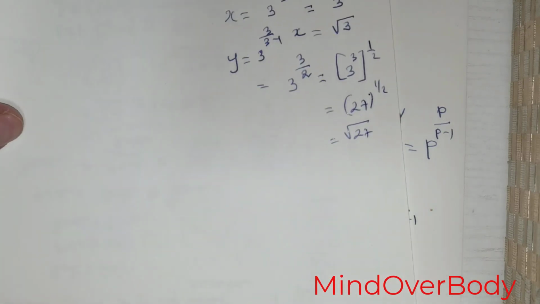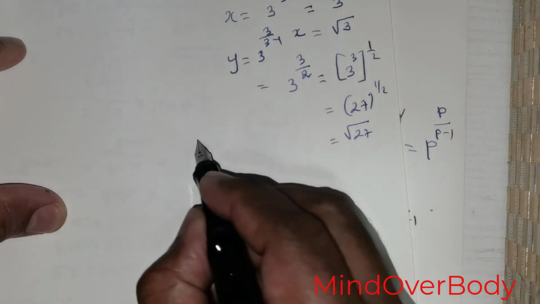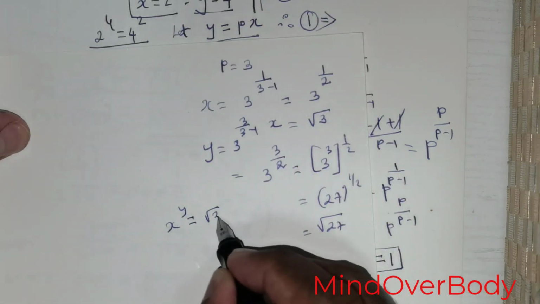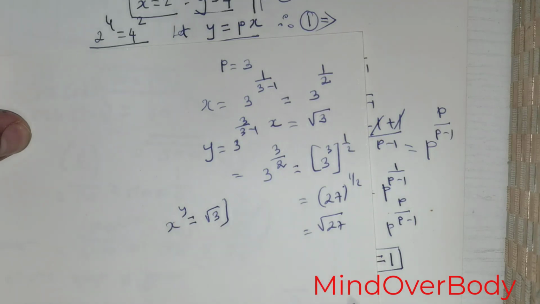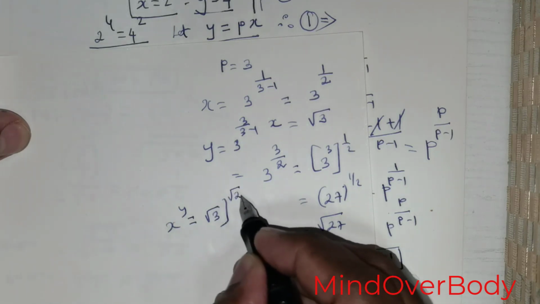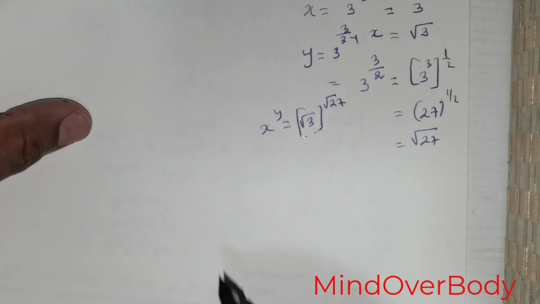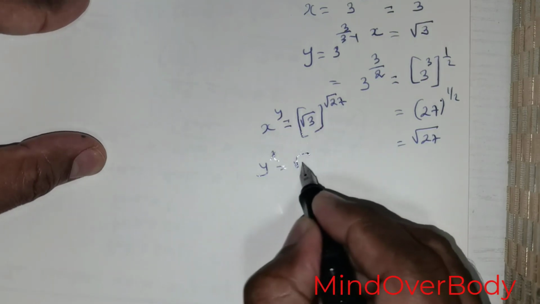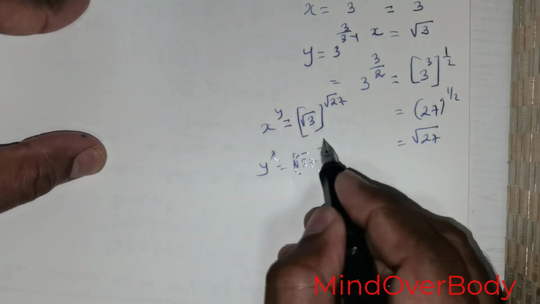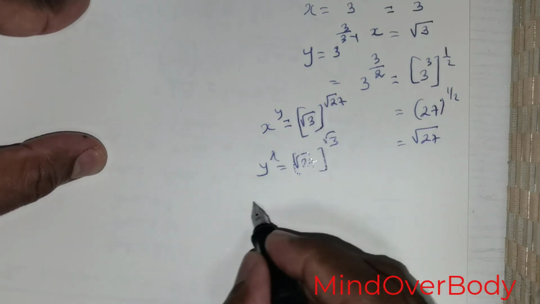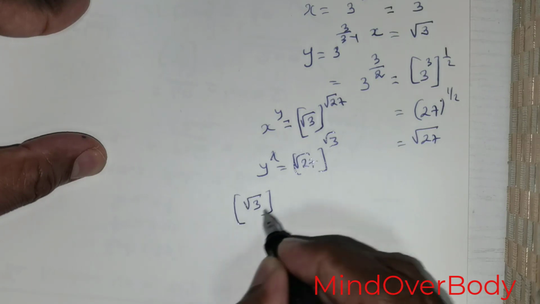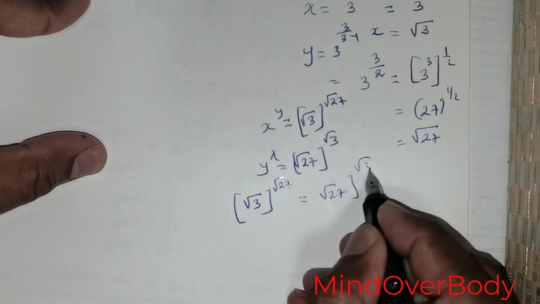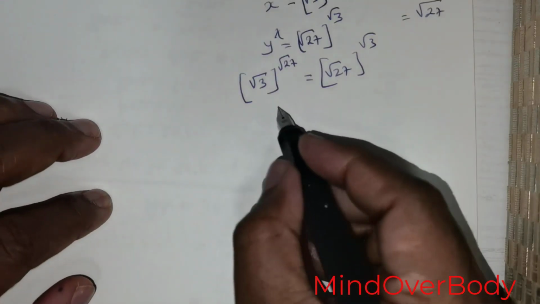So if you were to substitute these values, then you can clearly see that x raised to the power y, where x is root of 3 and y is root of 27, is equal to y raised to the power x. My y is root of 27 and my x is root of 3. Now clearly you can see that root of 3 raised to the power root of 27 will be the same as root of 27 raised to the power root of 3. Now I can show both of these quantities are the same.